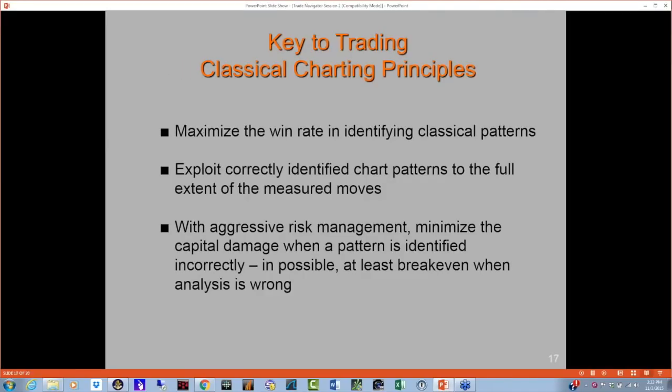So that's about it. I just want to thank you, just to sum it up. We view the key to classical charting principles is that we want to maximize the win rate in identifying classical patterns. The way we do that: look at weekly charts, ignore diagonal charts, look at horizontal charts, and make sure charts are clean, not subject to multiple interpretations. We can look at a chart and say, okay, we know what it is. We want to exploit correctly identified chart patterns to the full extent of the measured move.